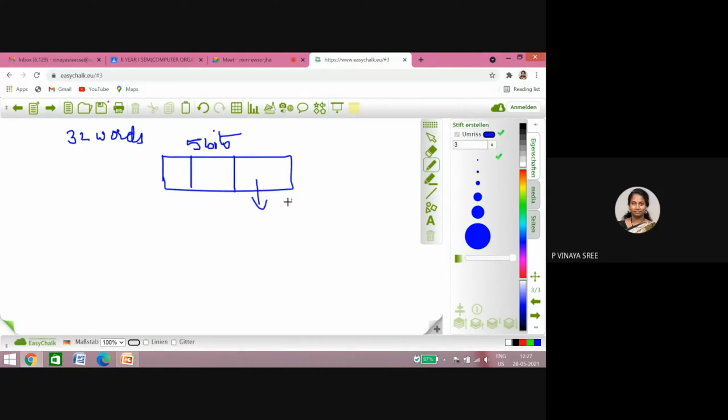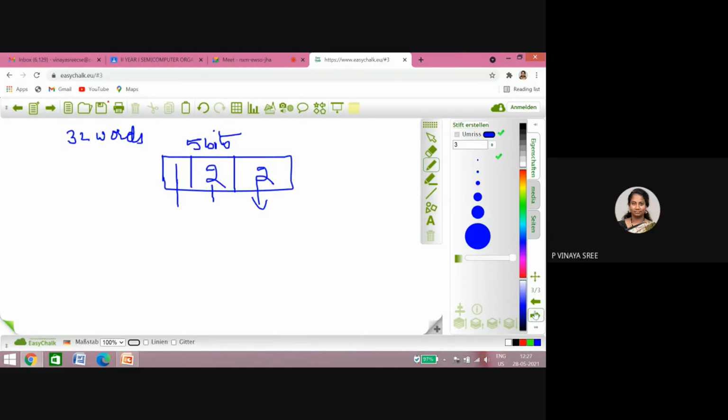One is the block offset or word, another one is the cache line number, and the other one is the tag. According to this example, tell me, 4 words means how many bits will be occupied for block offset? 2 bits. And the number of cache lines we have is 4, so 2 bits, and the tag bits is 1. If you add, you'll be getting 5.